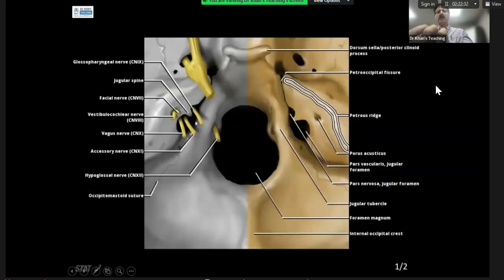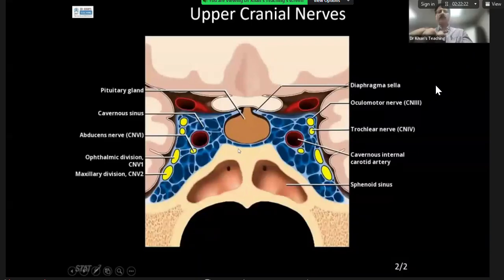Ninth, 10th, and 11th, they go into the jugular foramen. 12th nerve, this is the hypoglossal canal, we'll cover it next time. So these are the nerves of interest today. And just to make a point, repetition, that these are the nerves which pass through the cavernous sinus. Of course, the oculomotor, third and fourth, we did not mention because they come out at the midbrain level. Then, of course, V1 and V2 and the sixth nerve.